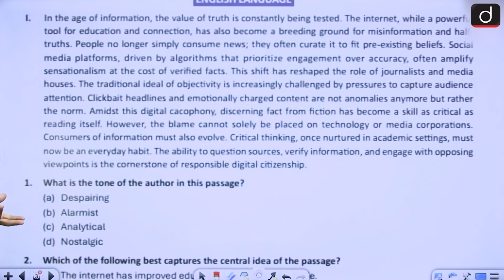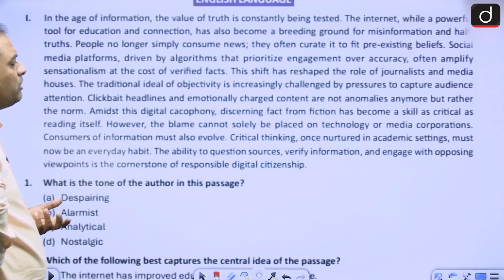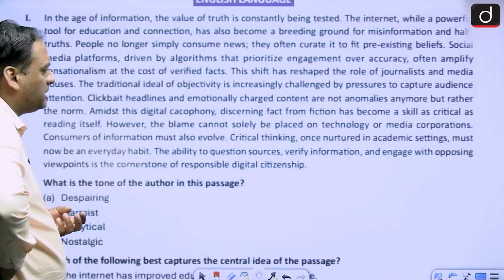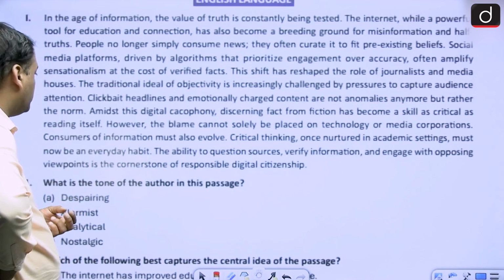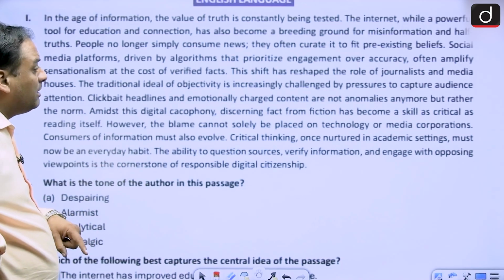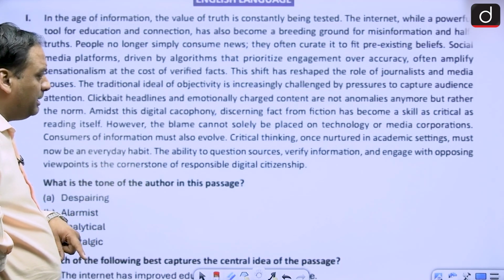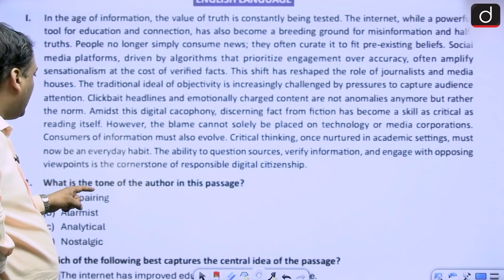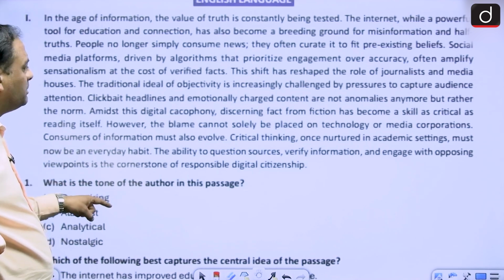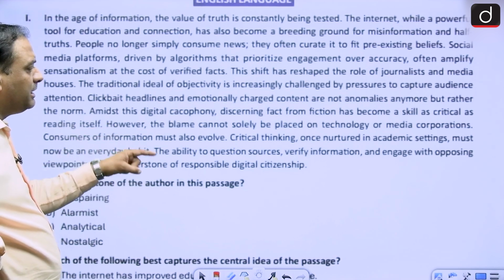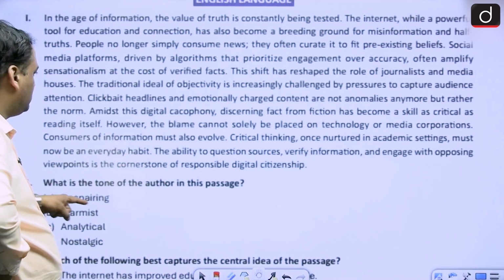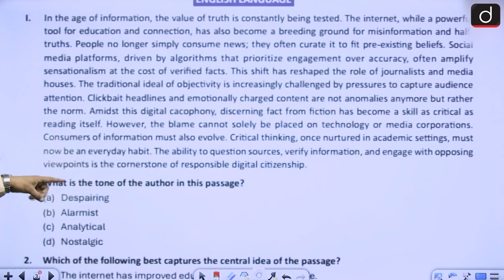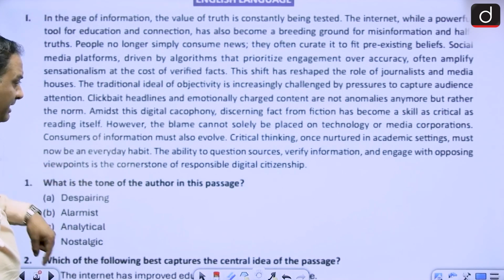However, the blame cannot solely be placed on technology or media corporations. It is not only because of technology and media corporations. It is happening because consumers are also there. Critical thinking, once nurtured in academic settings, must now be an everyday habit. So critical thinking, which was in academic settings, now has to be an everyday habit.